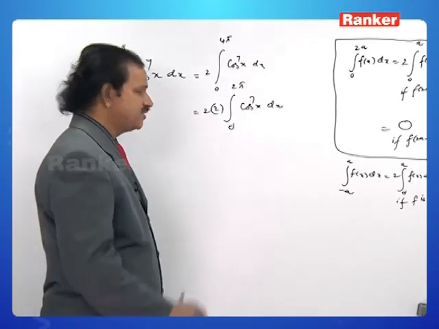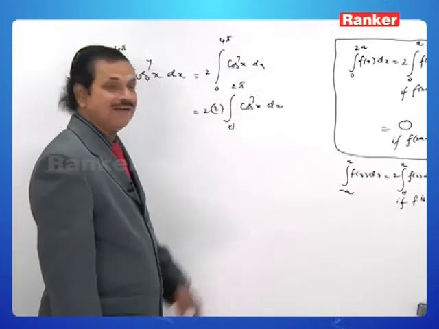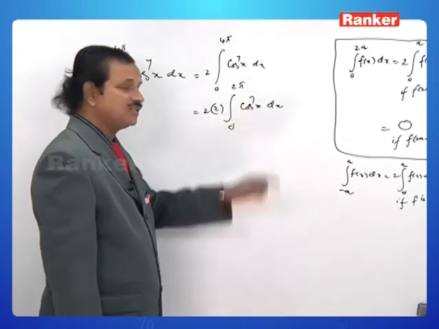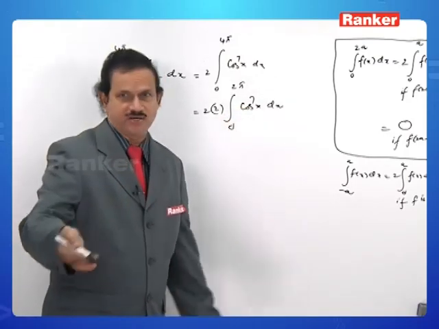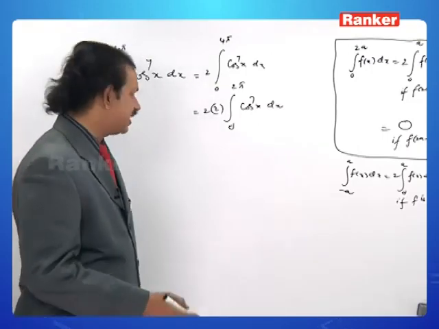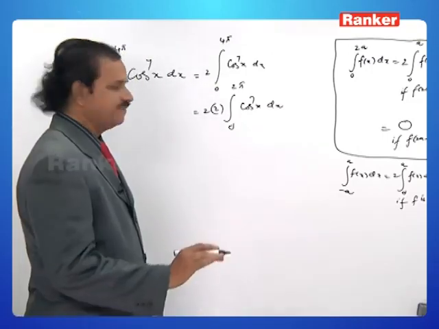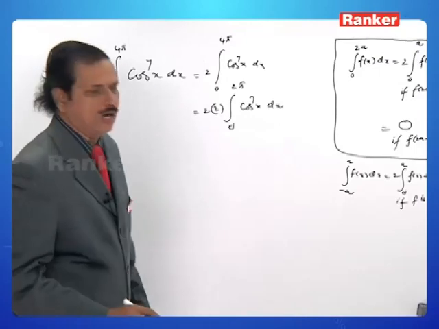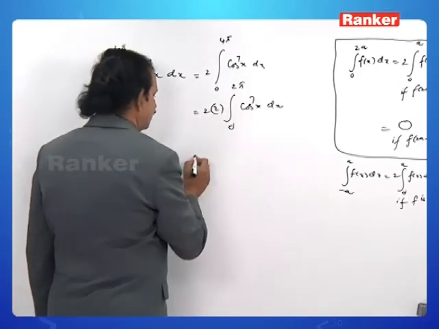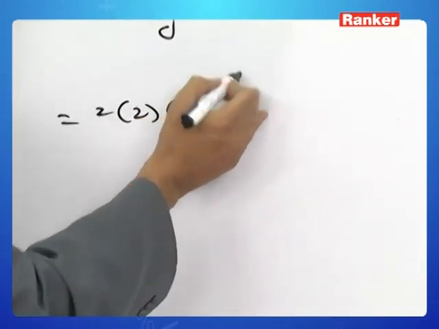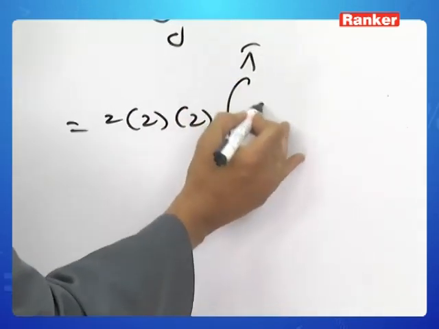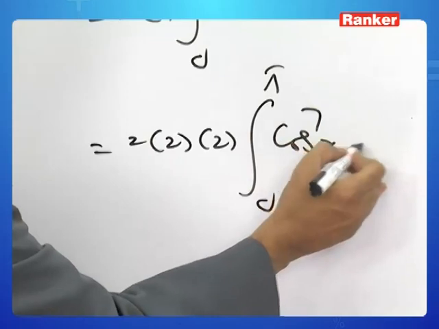Again, it is to be repeated. In the place of 2a, we have 2 pi. Consider cos(2 pi minus x). What is cos(2 pi minus x)? 2 pi minus x is in the fourth quadrant, where cos is positive. No problem. Power 7 is again positive. So there are no changes at all. Hence we can pull one more 2 out: 2 into 2 into 2 into the integral from 0 to pi of cos power 7x.